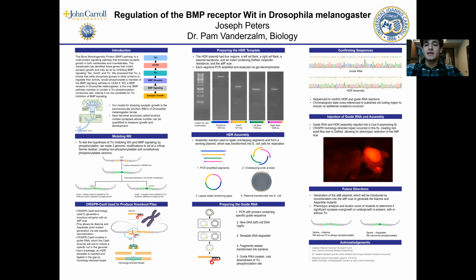So in order to do CRISPR-Cas9, we had to make our guide RNA, and we had to make our homology-directed repair template. To generate the HDR template, 4 distinct DNA segments were amplified by PCR: a left WIT flank, a right WIT flank, a plasmid backbone, and an insert containing DS-RED, ampicillin resistance, and the @P scar. We'll get to DS-RED later.